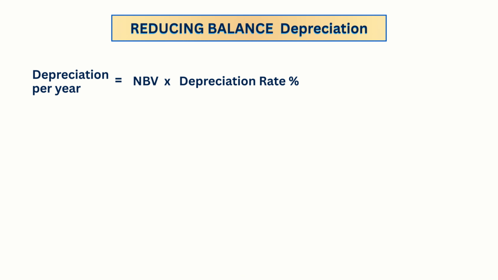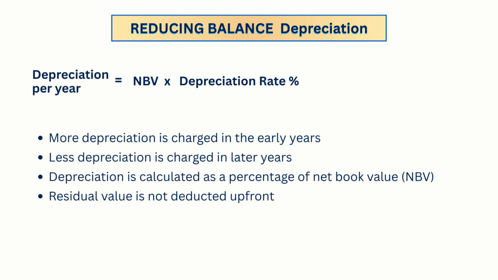The key difference with reducing balance depreciation is what we base the calculation on. Instead of depreciating the original cost, we calculate depreciation using the net book value at the start of each year. The calculation uses a depreciation percentage rate, not a fixed amount. This means the depreciation charge changes every year. More depreciation is charged in the early years and less depreciation is charged in later years.